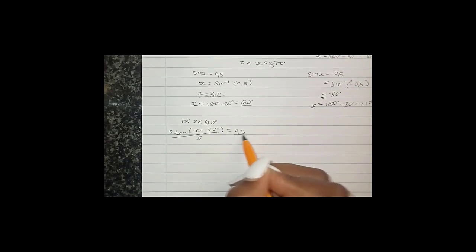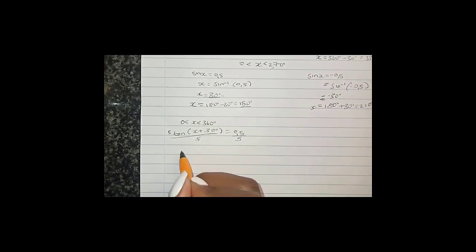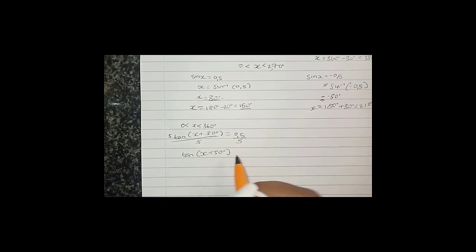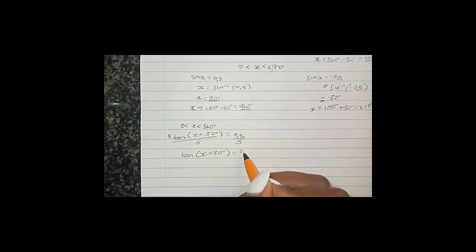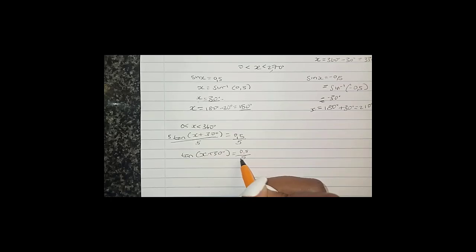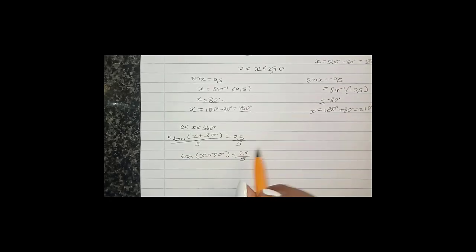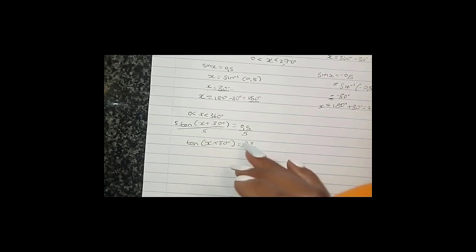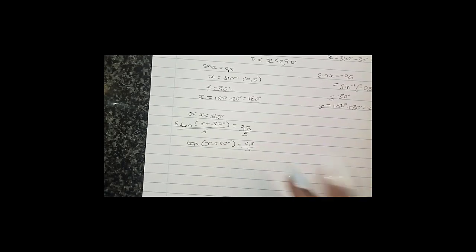So we'll just say divide by 5 on both sides, and then we're left with tan of x plus 30 degrees is equal to 0.5 over 5. I prefer not to find the answer for this because I am looking for the most accurate answer, because if you find the answer for this and then you round it off, the answer will not be as accurate.